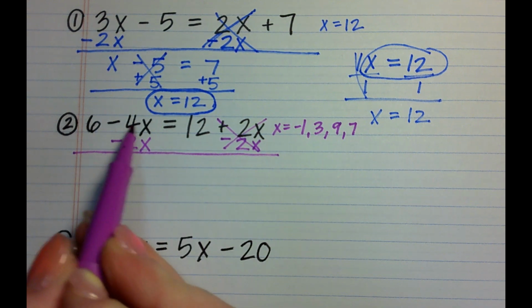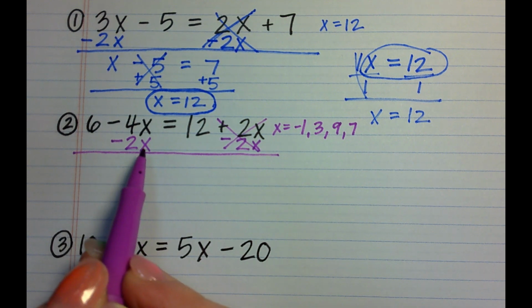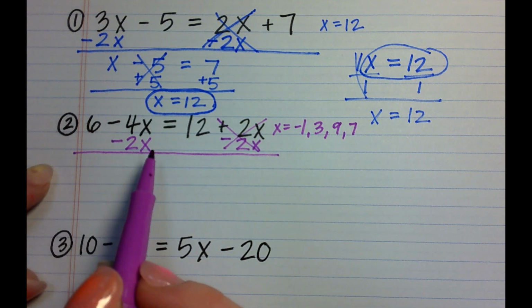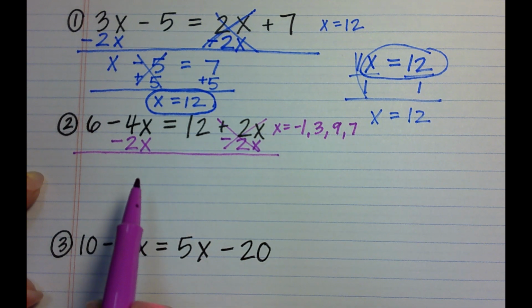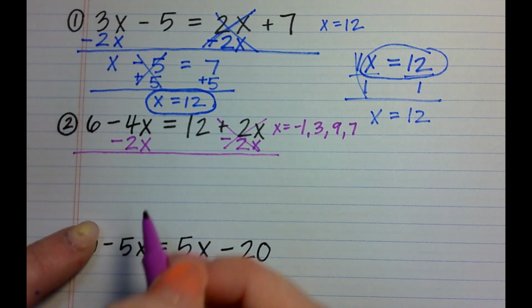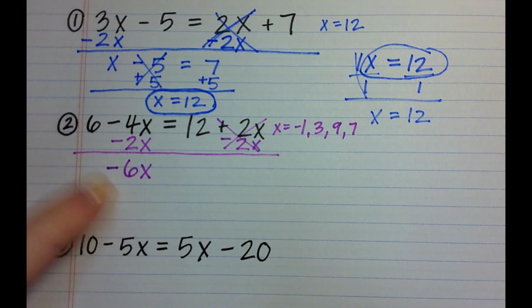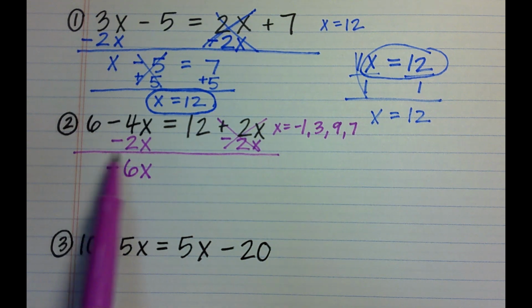So I have negative 4x minus 2x. That's the same thing as negative 4 plus negative 2, which is what? Negative 6x. Negative 6x. That's where I'm messing up. Yeah, that gets us whenever we have negatives. It gets us sometimes.